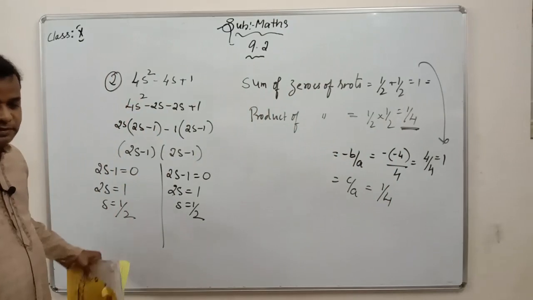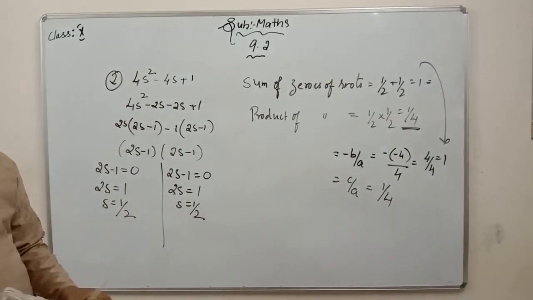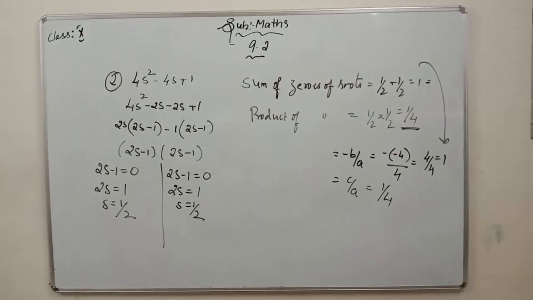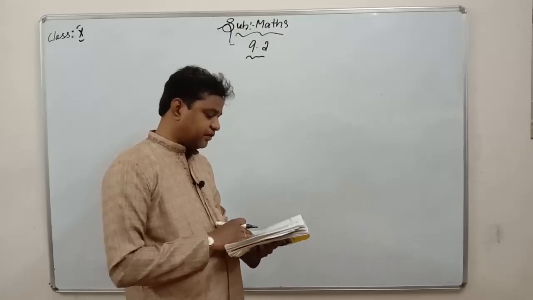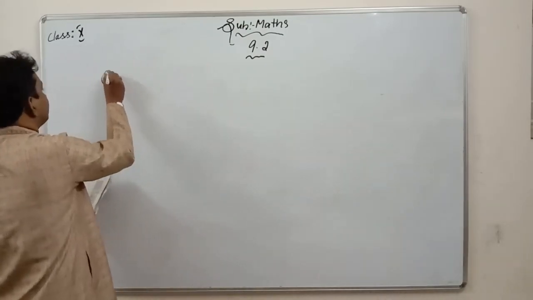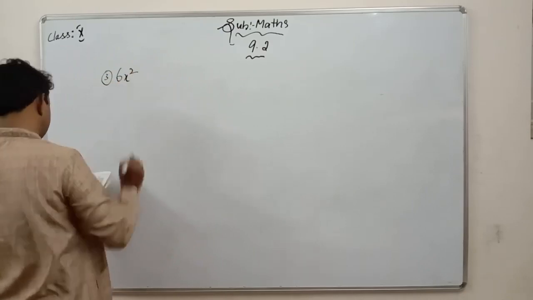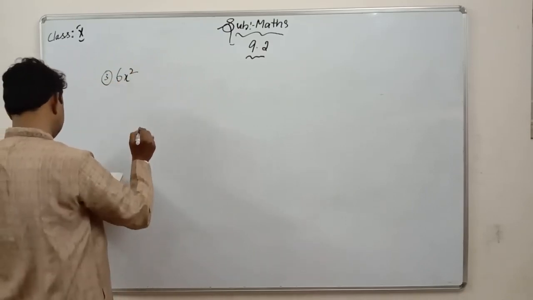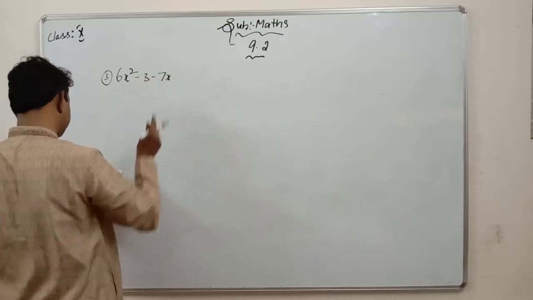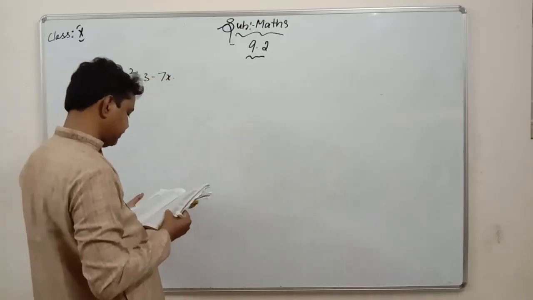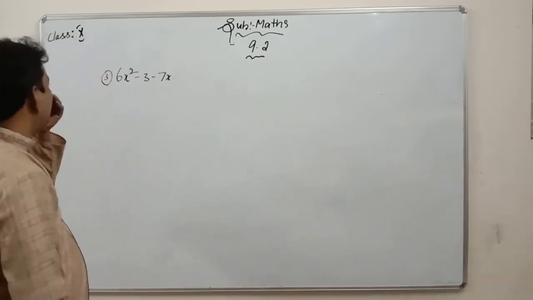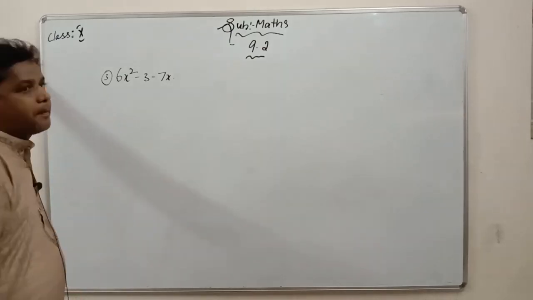Okay, copy now. So the third one he has given as 6x square minus 3 minus 7x. This is the problem he has given. So what he has mentioned here, 6x square minus 3 minus 7x.